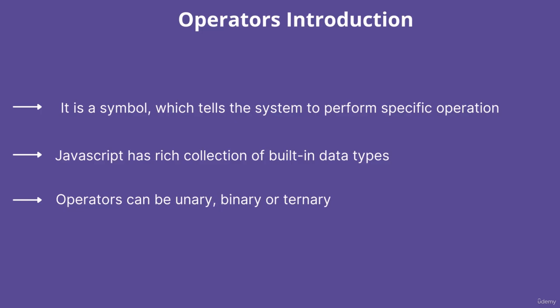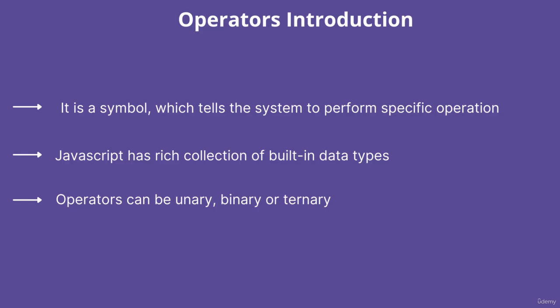An operator is nothing but a symbol which tells the system which particular task needs to be performed on the data on which you are applying the operator. So the operator is the symbol, and the things on which the operator is applied are called the operands. For example, if there are a couple of variables, a and b, and we say a plus b, then plus is the operator and a and b are the operands on which the operator is being applied.